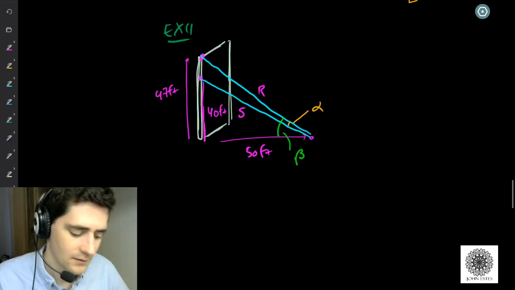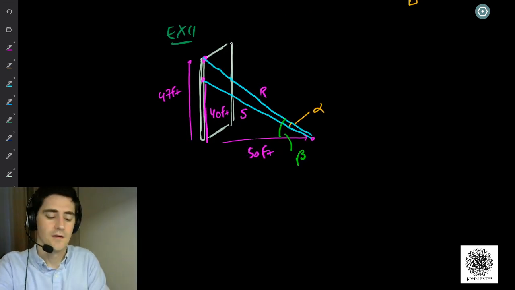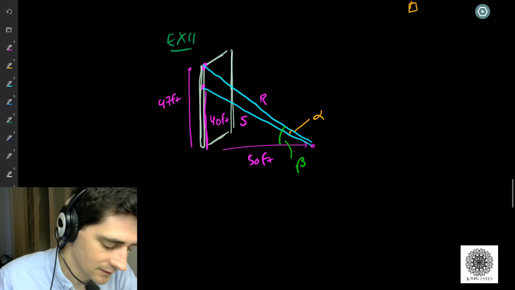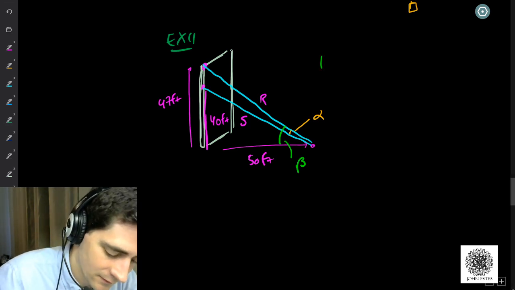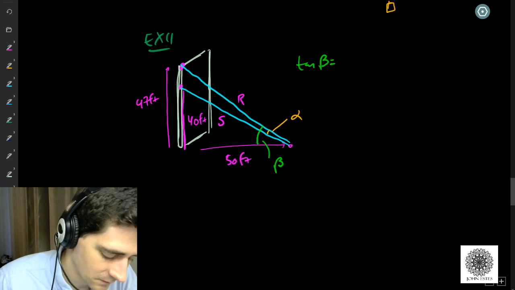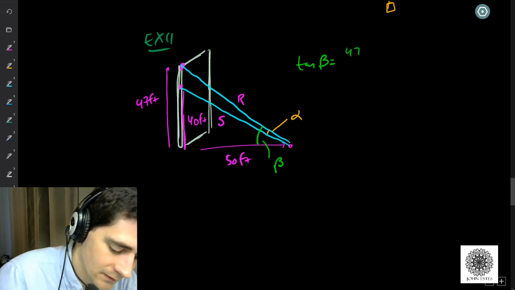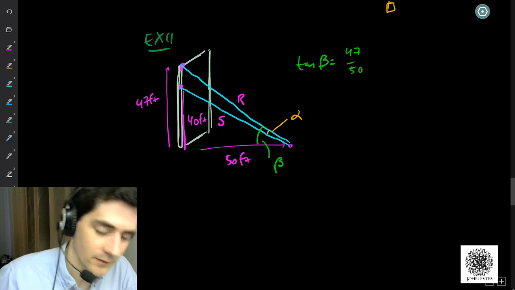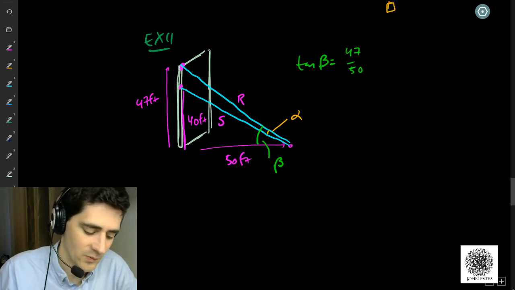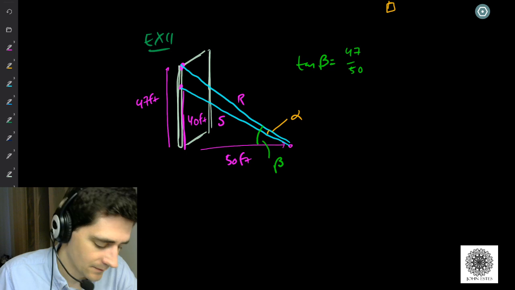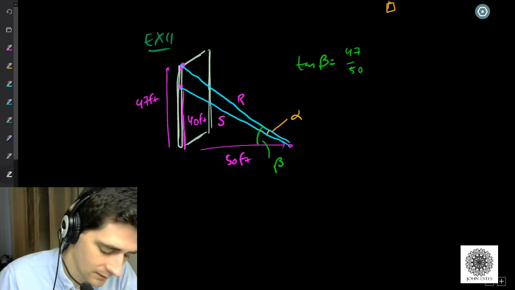Or trig function? That would be tangent, right? So here I know tangent. I do know tangent beta is going to be opposite over adjacent. So that's 47 over 50. There's tangent of beta.